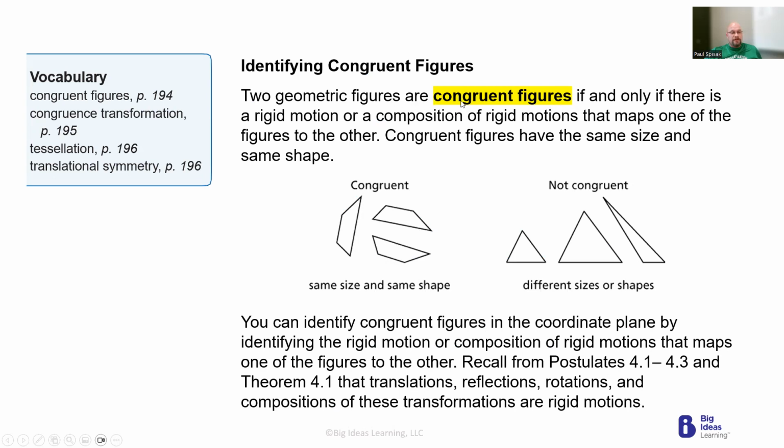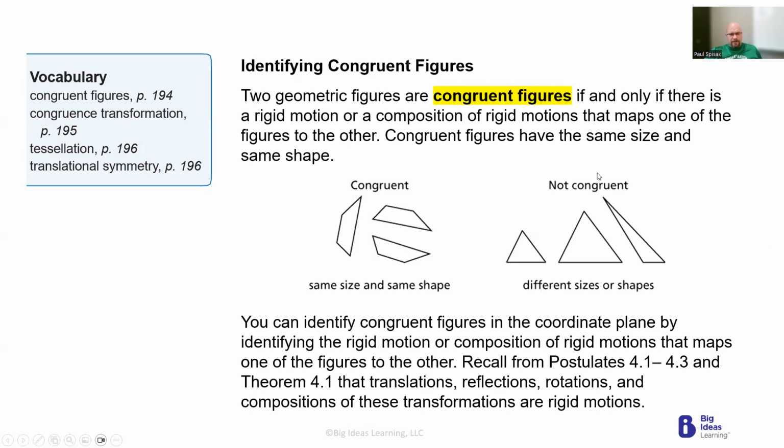Two geometric figures are congruent figures if and only if there is a rigid motion or a composition of rigid motions that maps one of the figures to the other. Congruent figures have the same size and the same shape. This is the first time we're getting that definition for congruent figures, but congruent figures have the same size and same shape. So again, that's a very important concept.